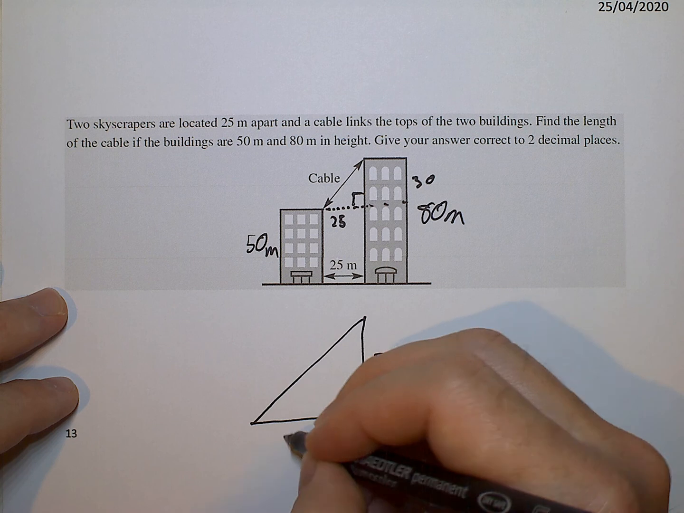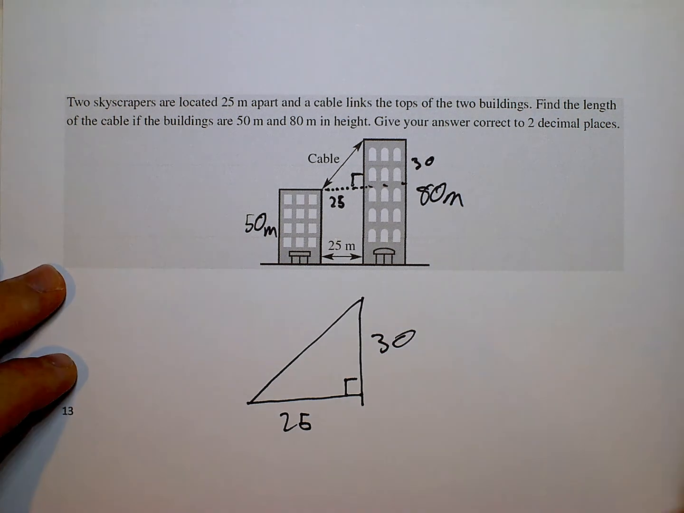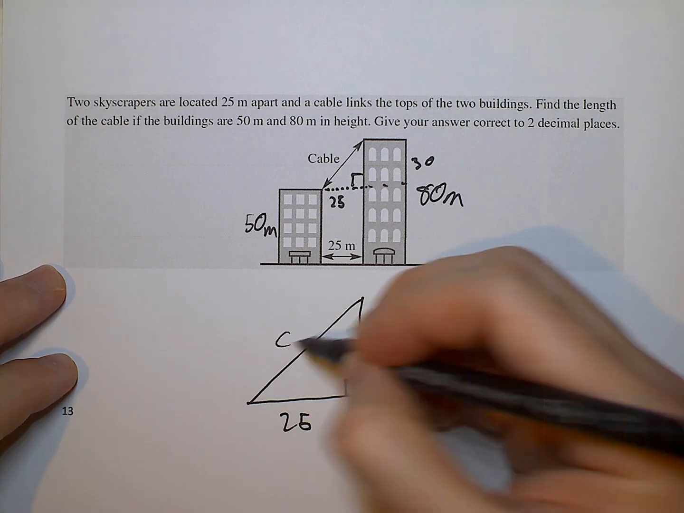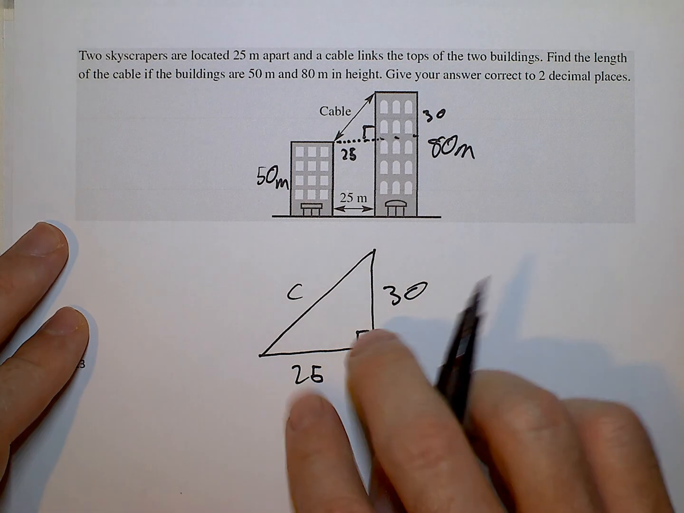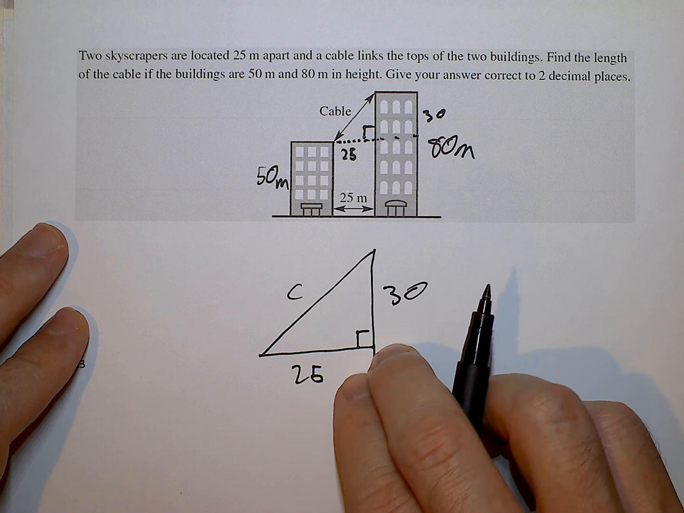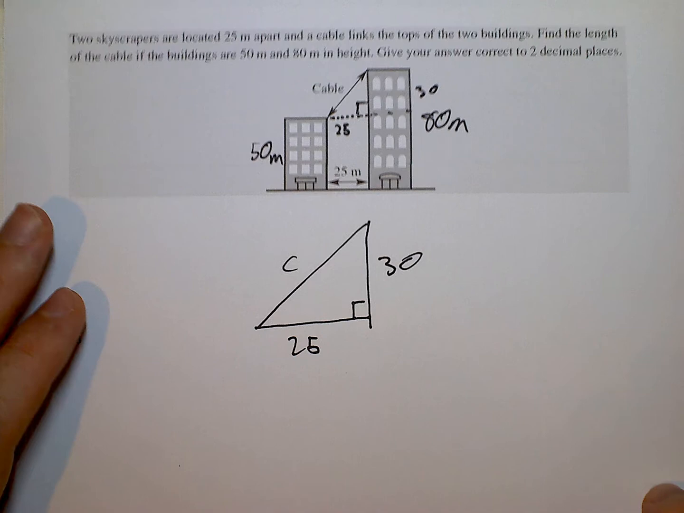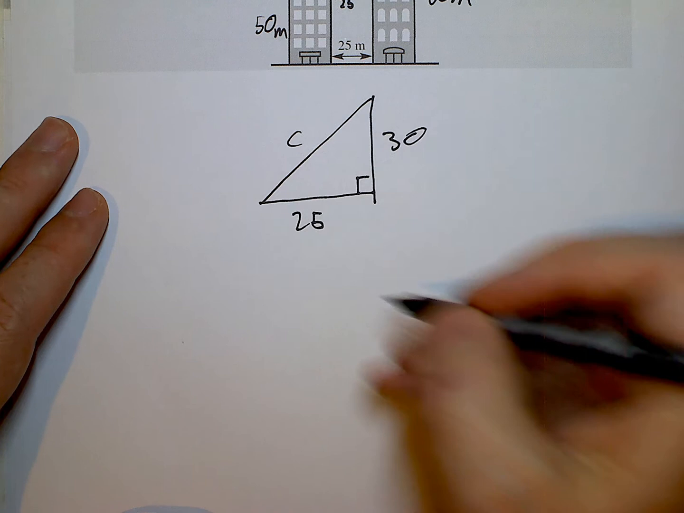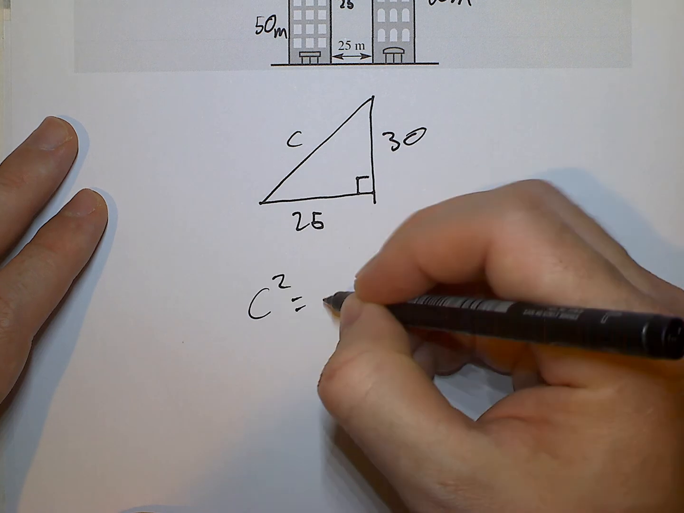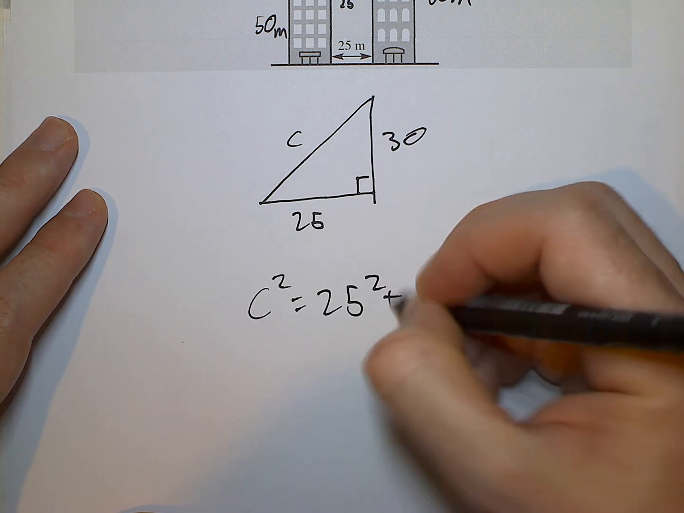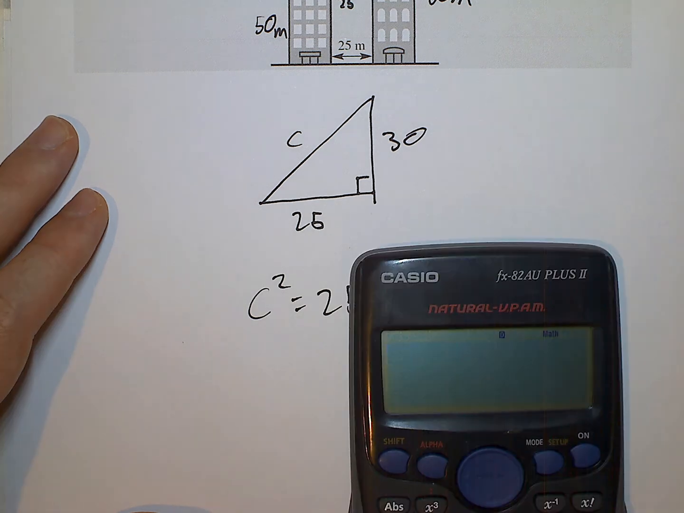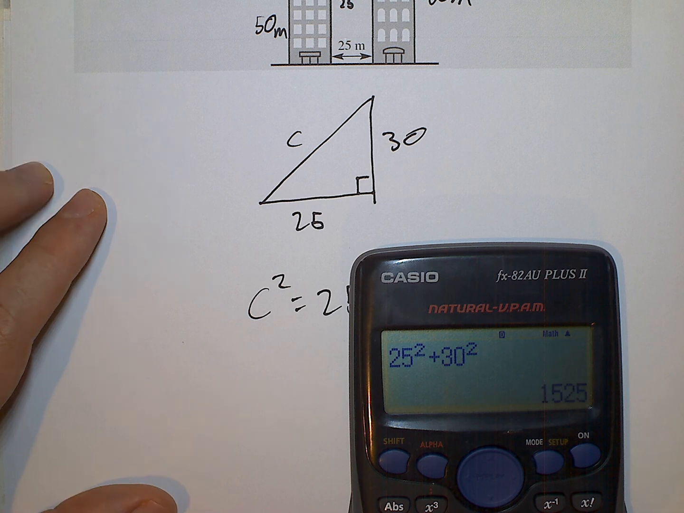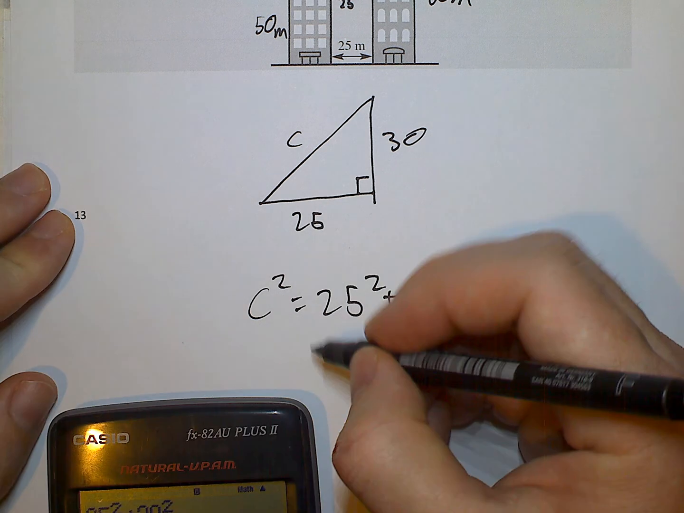This is 30, this is 25, and we have to find this length, which is our cable, which we're going to call C. Now, if we're trying to find that, we are just going to square these two numbers, add them together, find the square root, and it will give us what C is, which is our hypotenuse. So, C squared equals 25 squared plus our 30 squared. Let's figure those out. 25 squared plus 30 squared is going to give us 1,525.